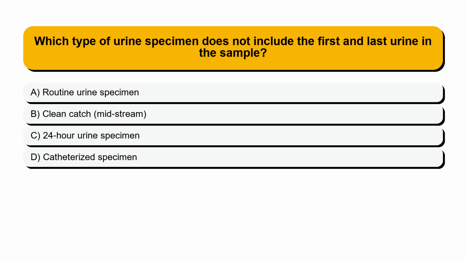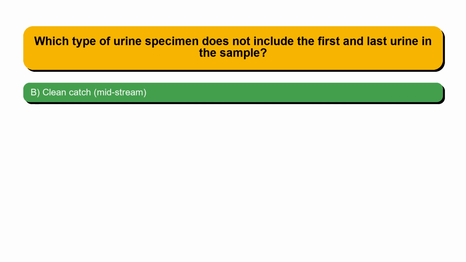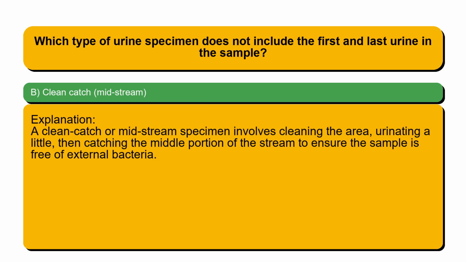Question 19. Which type of urine specimen does not include the first and last urine in the sample? Option A, a routine urine specimen. Option B, a clean catch, midstream. Option C, a 24-hour urine specimen. Option D, catheterized specimen. The correct answer is option B, clean catch, midstream. A clean catch or midstream specimen involves cleaning the area, urinating a little, then catching the middle portion of the stream to ensure the sample is free of external bacteria.